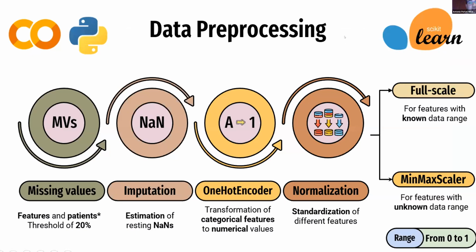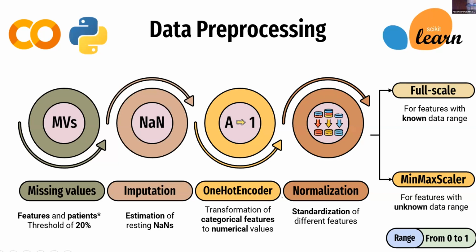So in this process, the first step after the data collection is the data preprocessing. The first sub-step: we have to remove those features and patients which have a lot of missing values. In this case, a threshold of 20% of missing values was set. After that, we have to estimate those remaining missing values, because we have to have a complete matrix of values. There cannot be a non-value.